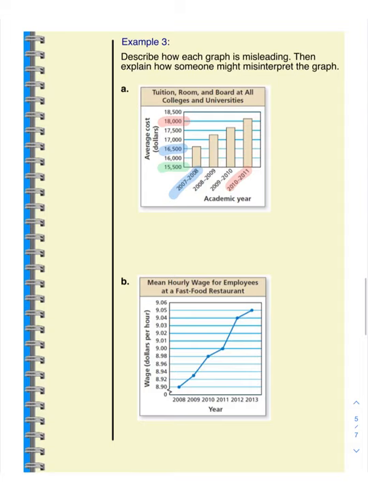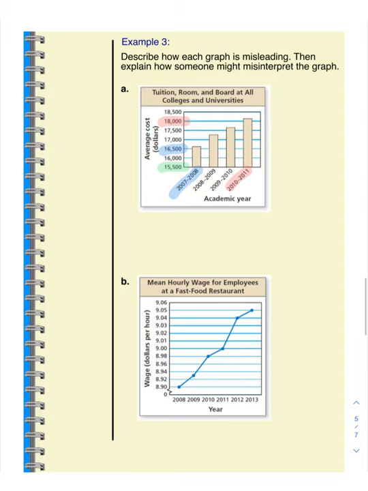All right, and part B displays the mean hourly wage for employees at a fast food restaurant. This shows the year from 2008 to 2013. And again, if you look at the y-axis, it starts at 8.9. At least they show that there's a break here, but it still makes the increase look more dramatic. This graph is also misleading because the increments on the y-axis are not equal.